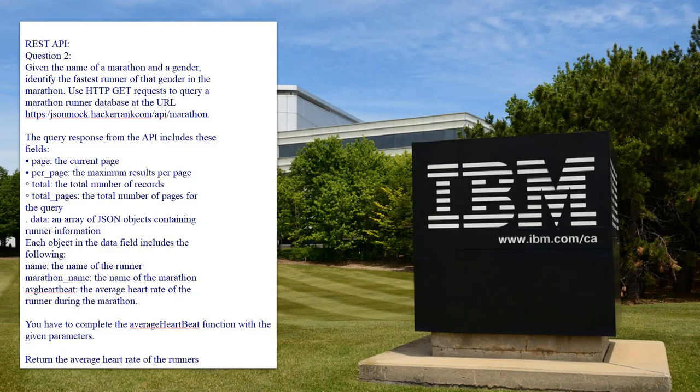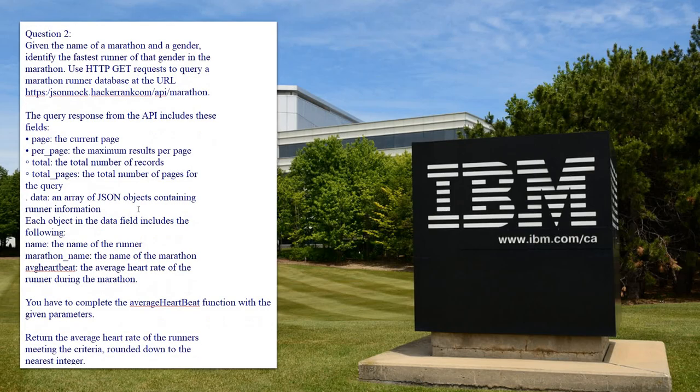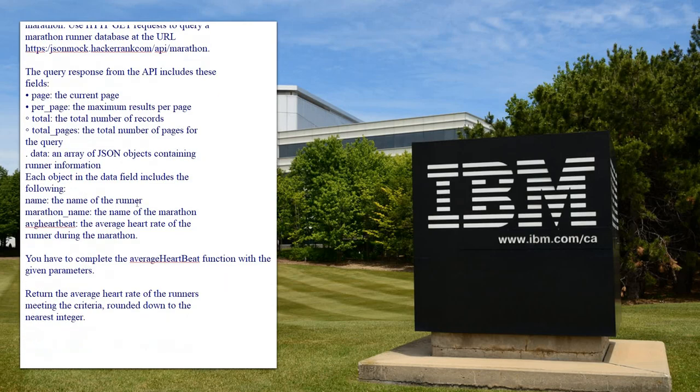Then you'll be having a function, the average heartbeat function, with the parameters, and you are supposed to complete that function. Whatever response parameters or field values they have mentioned, the query response from the API includes these fields: the page, per page, total, as well as total pages. The page is the current page, per page means the maximum results per page, and total is the total number of records, and there is the total number of pages for that query. Also the data, which is an array of JSON objects which contains the runner information.